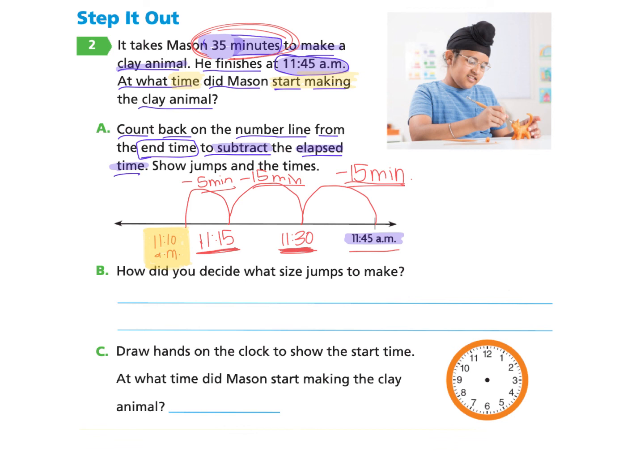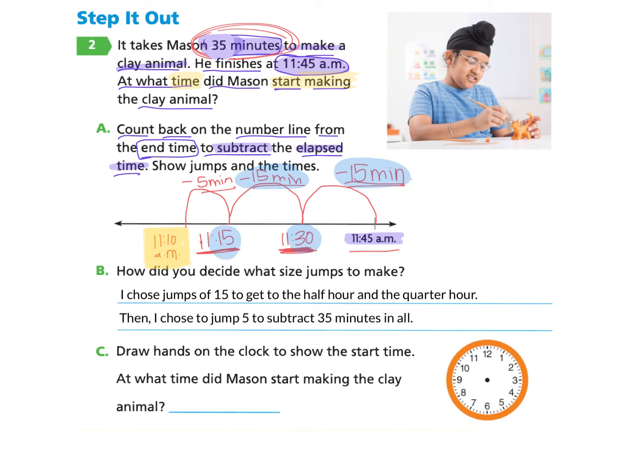Let's look at Part B. How did you decide what jumps to make? I can explain by stating that at first I chose jumps of 15 here and here to get to the half hour, 11:30, and the quarter hour, which was 11:15. Then I chose to jump 5 minutes to subtract 35 minutes in all.